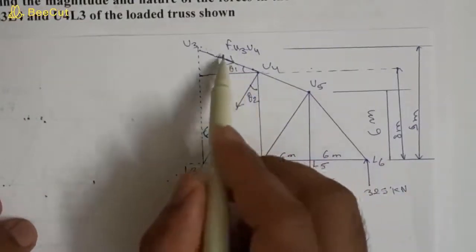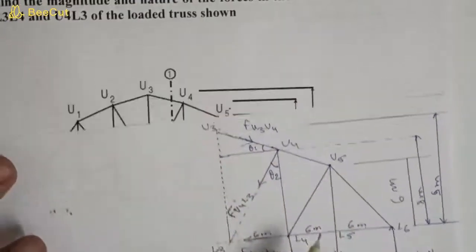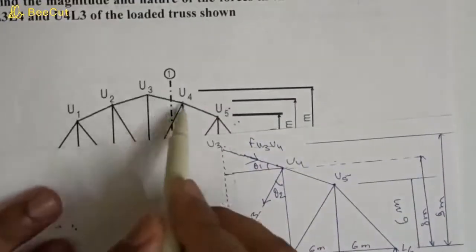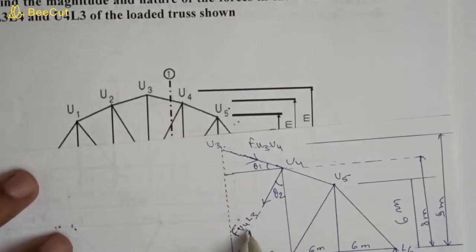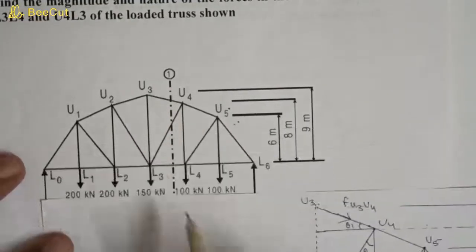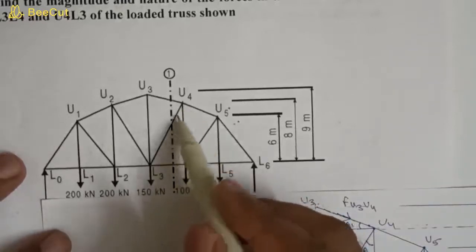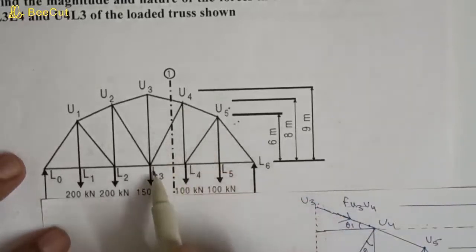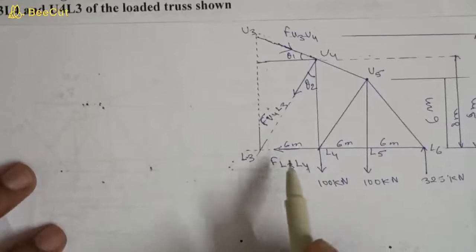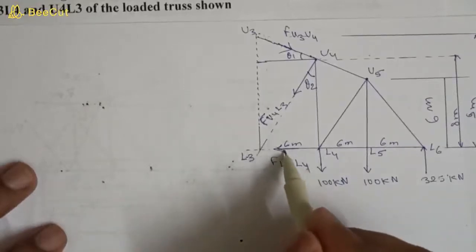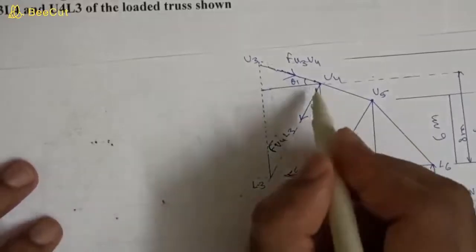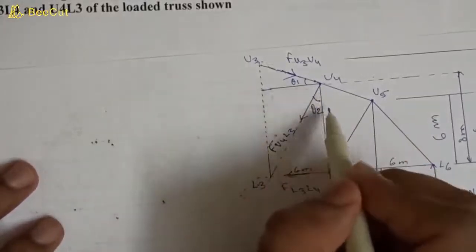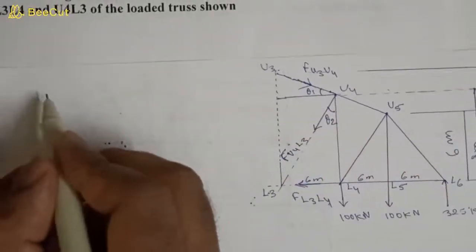This is force F u3 u4. F u3 u4 is the force in the member u3 u4, and F u4 L3 is the force in member u4 L3, and F L3 L4 is the force in member L3 L4. So what we have to do is find angle theta 1 and theta 2. So let's find.